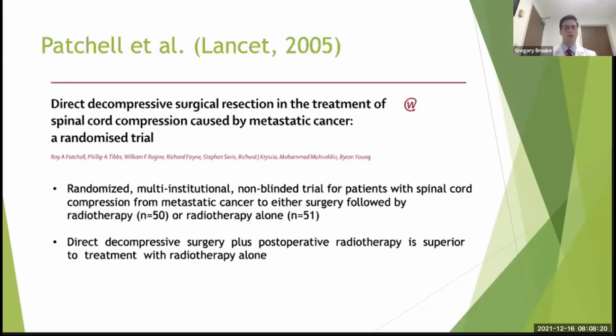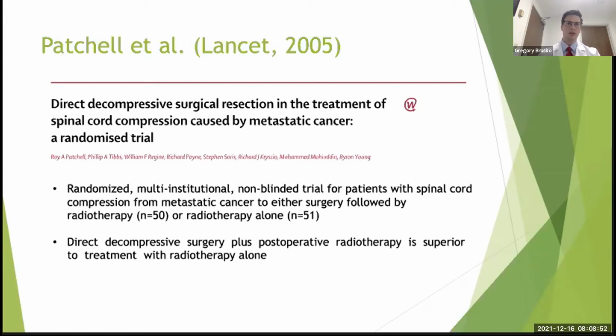The primary endpoint that they used was the ability to walk. It was relatively straightforward, with additional secondary endpoints, including things like urinary continence, muscle strength, functional status overall, and, importantly, survival time. And in short, what they found was that direct decompressive surgery plus postoperative adjuvant radiotherapy is superior to treatment with radiotherapy alone, which is the opposite of what the paper in 1980 from JNS had described.